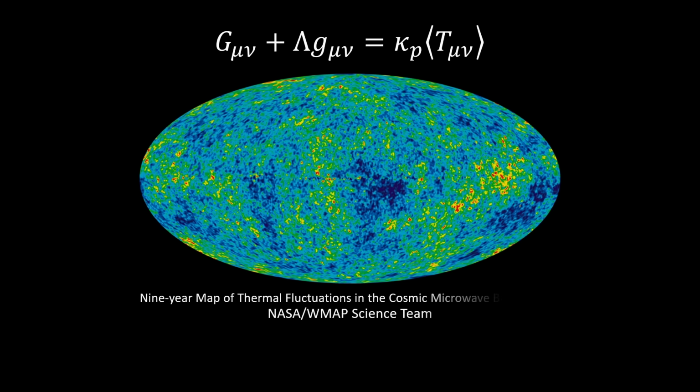Here's a 9-year map of thermal fluctuations in the cosmic microwave background. Credit to NASA and the WMAP science team. This is the earliest light that we can see in the universe, telling us the fundamental structure of its earliest stages.